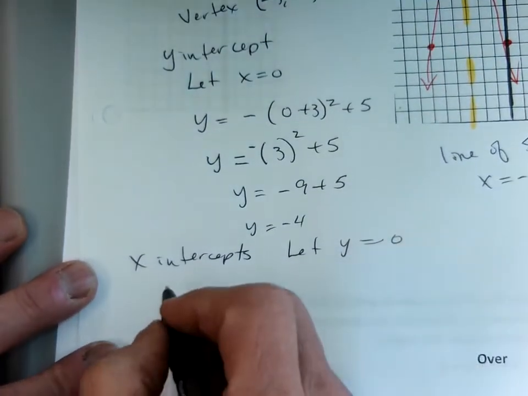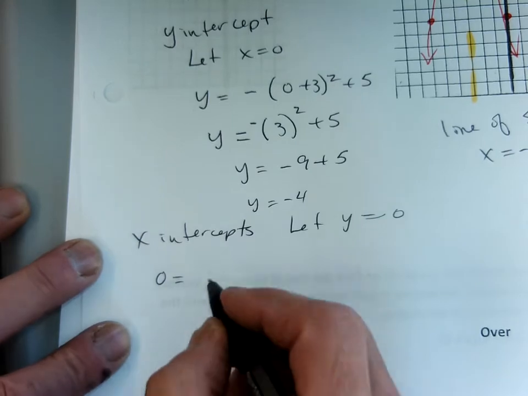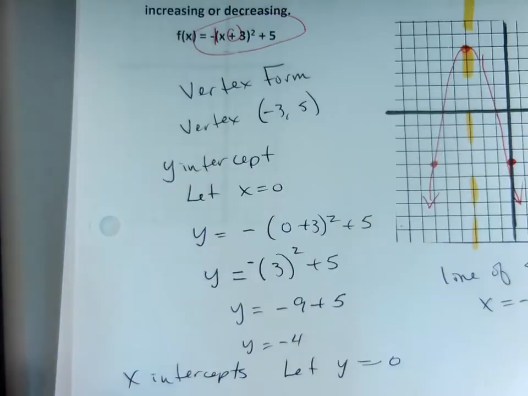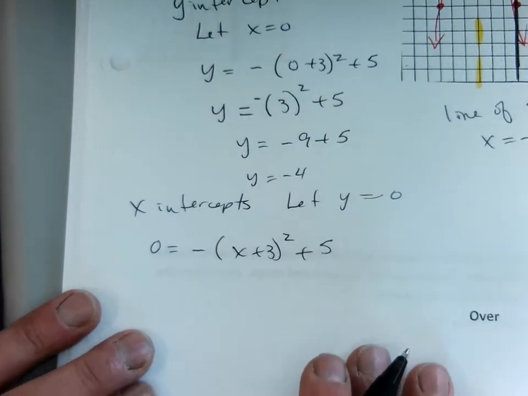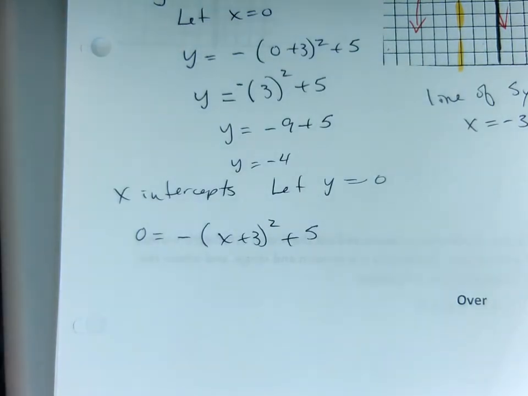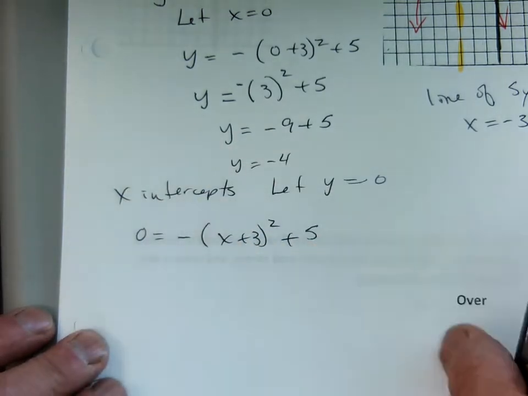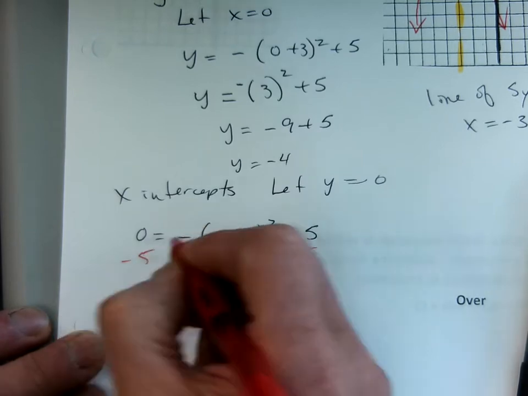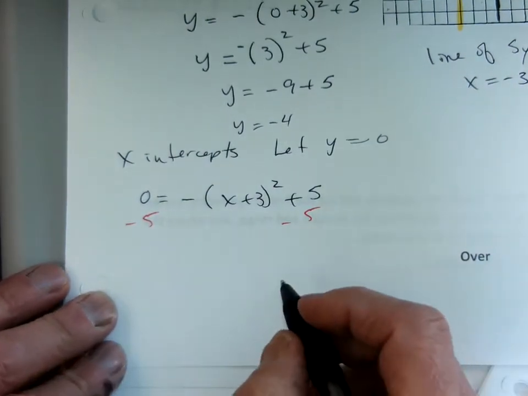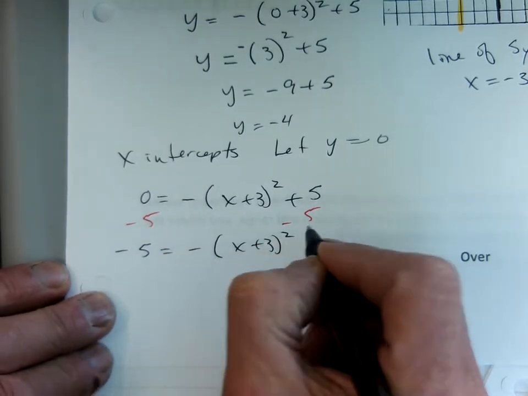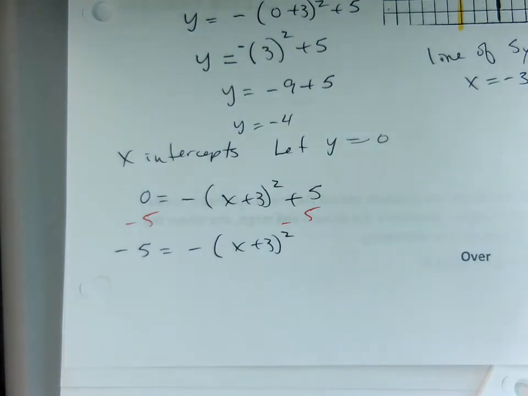So I'm going to go 0 equals my negative parentheses x plus 3 squared plus 5. Okay, so before I go any further, everybody agree there's two answers? Yes. Okay, so we need two answers. So let's solve for x. So to solve for x, I'm going to go minus 5, right? I'll have a negative 5 equals a negative parentheses x plus 3 squared. That was an easy first step. Everybody agree with that? Yeah.